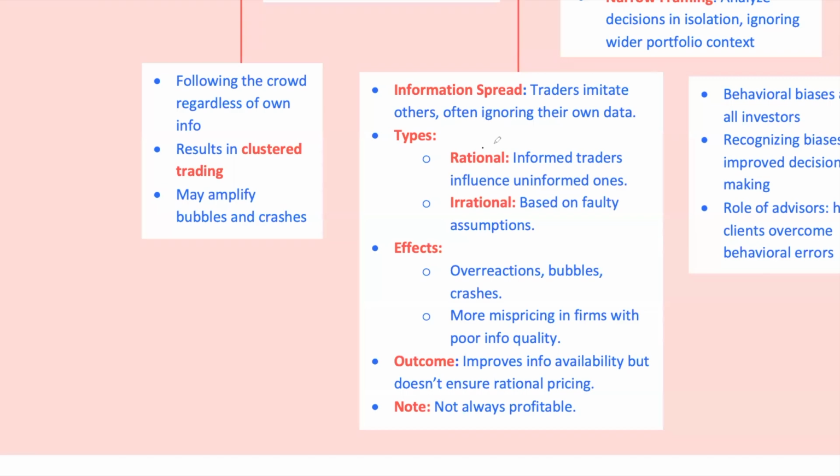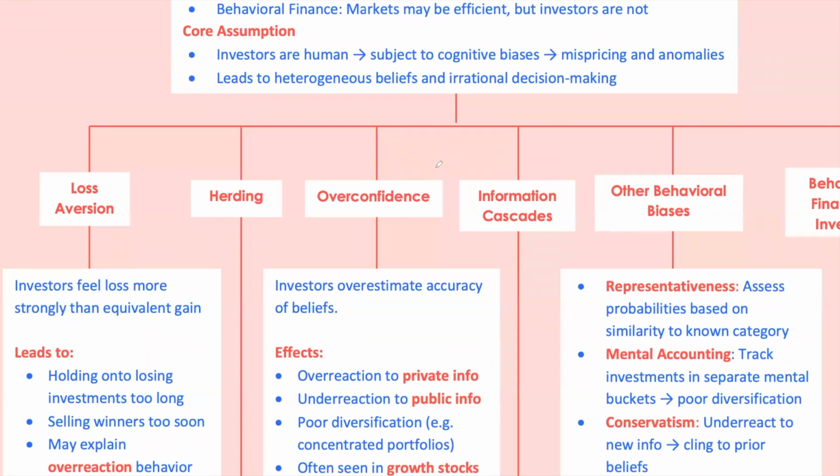Cascades aren't always irrational. Sometimes they help spread good info. But when the original info is wrong, things get ugly fast. And for your information, folks, cascades and herding aren't exactly the same. In herding, people may still use their own info. They're just influenced by others. In cascades, people ignore their own info completely and follow the group. Subtle difference, but important for your exam.